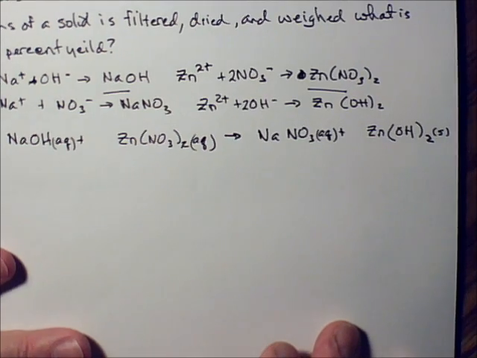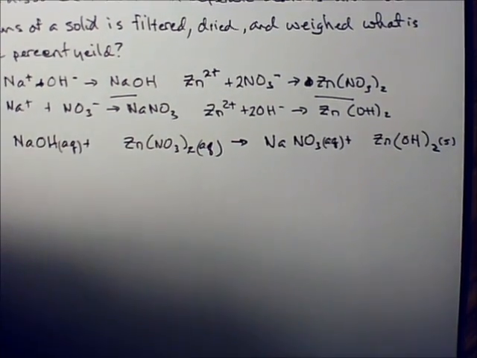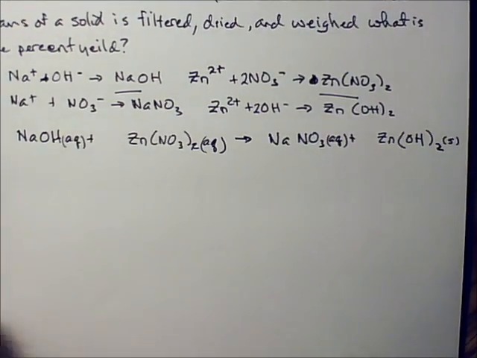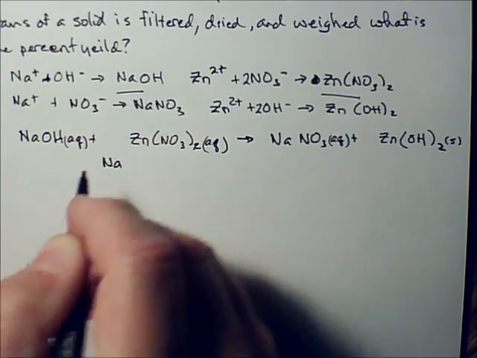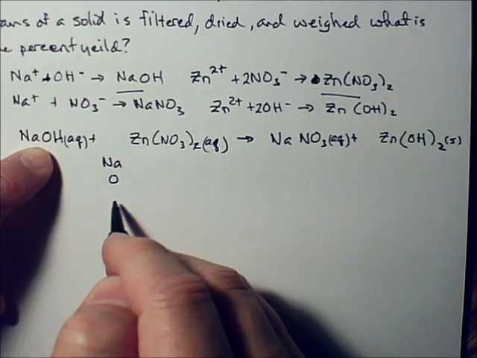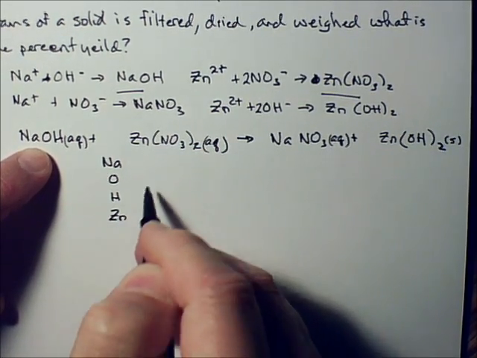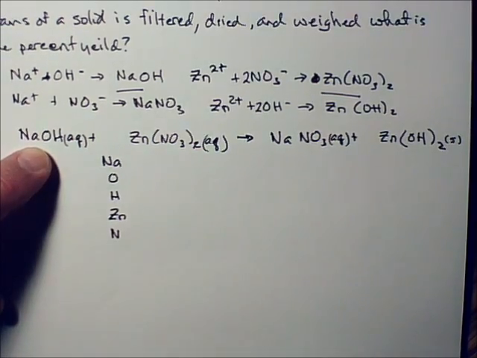So this is the skeletal equation. This is before we balance the equation. Now we're ready to balance the equation, and for balancing equations, we always use an atom inventory. We're going to list all the elements in this equation. We've got an Na, we've got oxygen, we've got hydrogen, we've got zinc, we've got nitrogen, and here's oxygen again. We don't need to list it a second time.